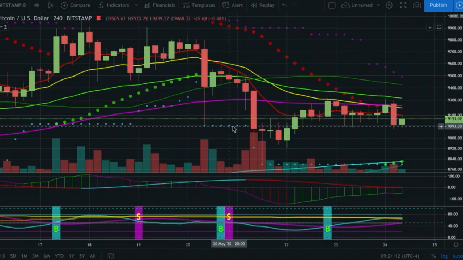Alright, here we've got Bitstamp. I'm on the 4 hour, and we're looking at the moving averages. The most important thing to pay attention to right now on the 4 hour time frame is this red moving average, which is our shortest period moving average. The idea being that if we're closing below that, we're going to continue downward.